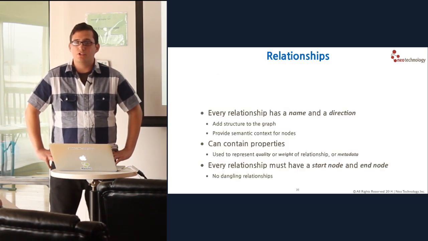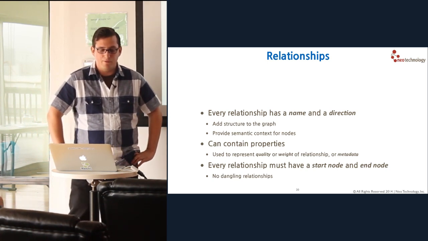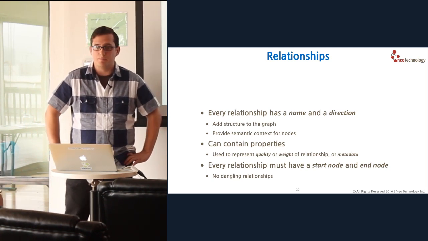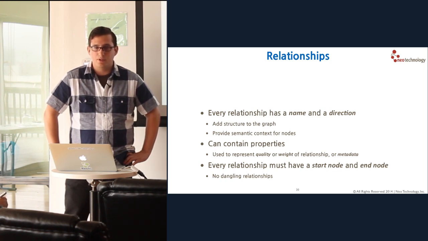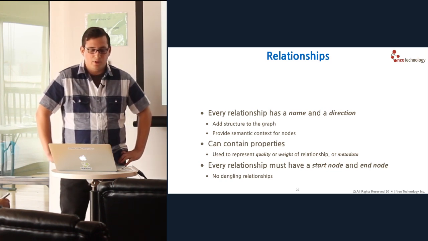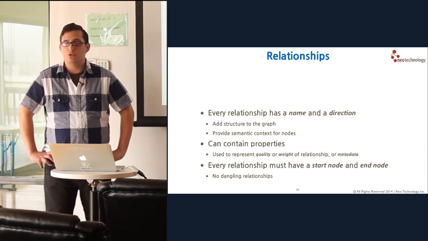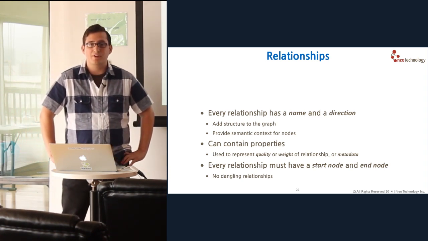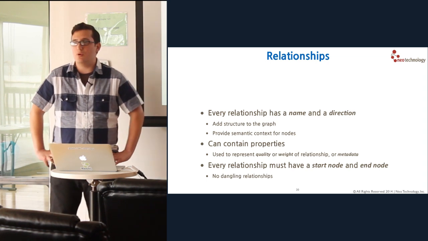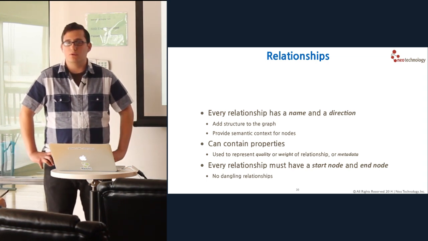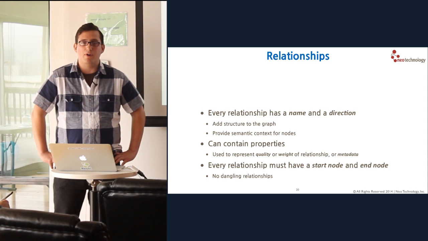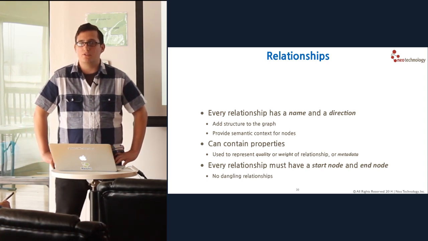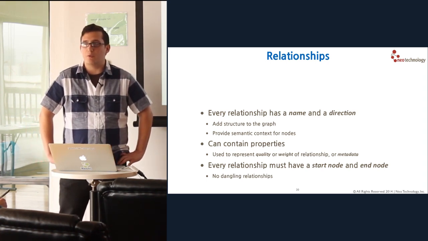Some rules about relationships in the property graph. Every relationship has a name and a direction. We have one type, which we call a relationship type, that exists between the 2 nodes. It allows you to structure your graph more. For example, you have people, and a relationship between people can be something like friends. If you wanted to find the friend of somebody, you can start at a person node and then traverse outward with that relationship type.